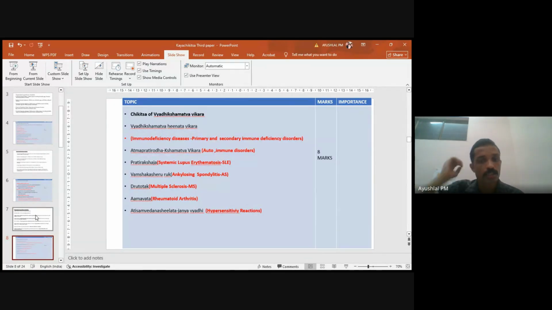Then hypersensitivity reactions, you can see what it is. So only a 5-mark question you can expect from this. Otherwise, the remaining 3 marks are mostly asked as MCQs. So just see what are immunodeficiency disorders and primary and secondary immunodeficiency conditions. Autoimmune disease. What are the autoimmune diseases? These are the main 2 areas where you can expect a 5-mark question.